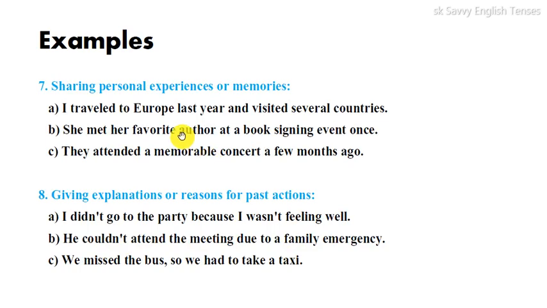Okay, number seven is sharing personal experiences or memories. For example, I traveled to Europe last year and visited several countries. She met her favorite author at a book signing event once. They attended a memorable concert a few months ago. Okay, number eight is giving explanations or reasons for past actions. For example, I didn't go to the party because I wasn't feeling well. He couldn't attend the meeting due to a family emergency. We missed the bus, so we had to take a taxi.